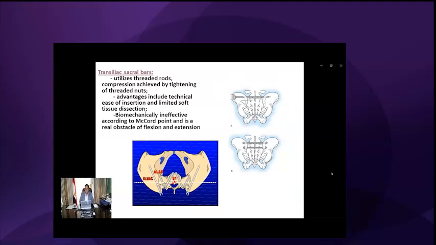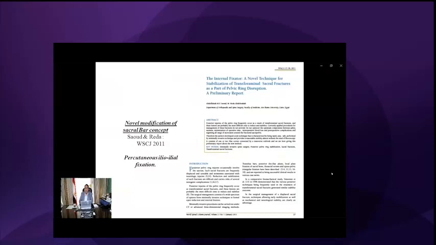The traditional sacral bar didn't work because it's connecting both iliac wings from behind. And it's completely posterior to the pivot point, so it's not working, and it's restraining the movement without real effect on the fracture unit. So I came to this idea in 2010. We started using this internal fixator in my department in Ain Shams University.